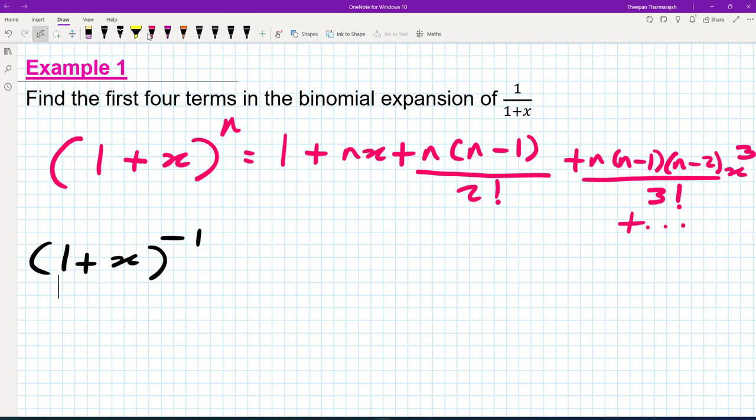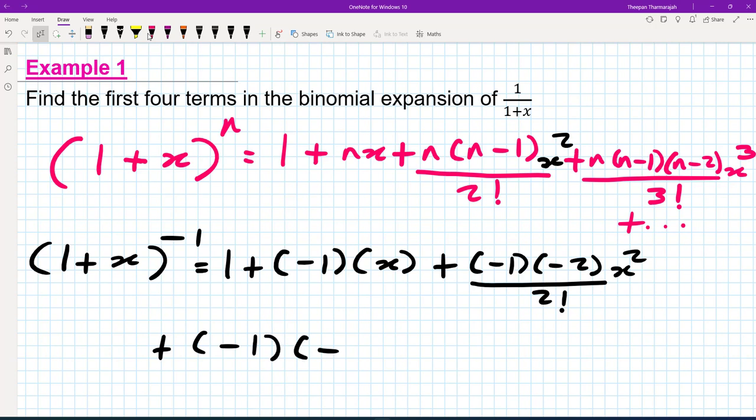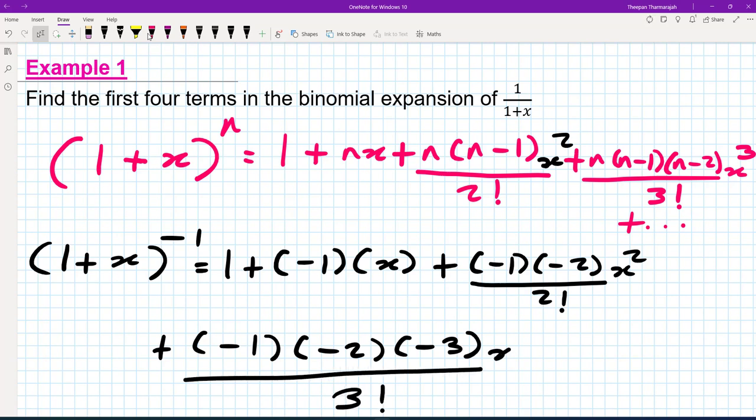So our series expansion would be 1 plus n, which is minus 1, times x, plus minus 1 times minus 2 over 2 factorial, x squared. This should be an x squared here. We want the first 4 terms, so we're going to do plus minus 1 times minus 2 times minus 3 over 3 factorial, x cubed.